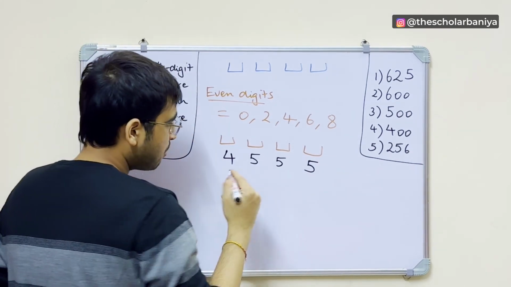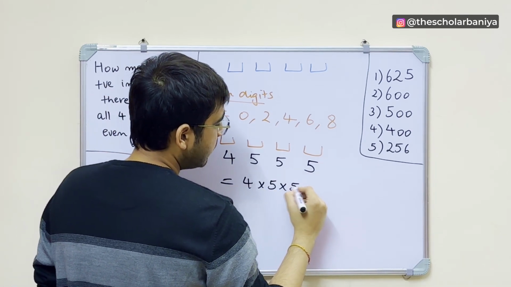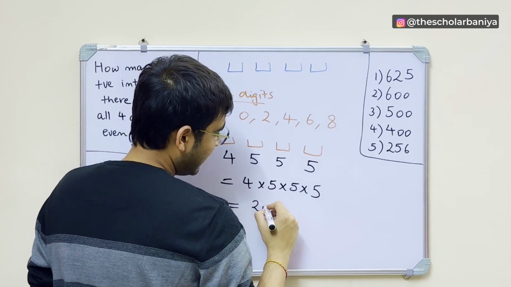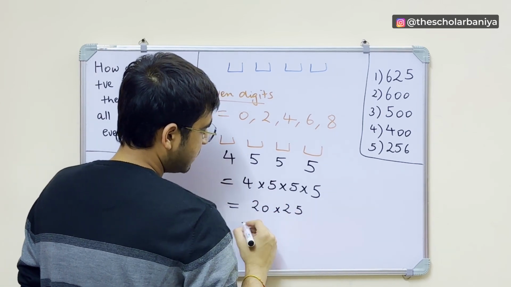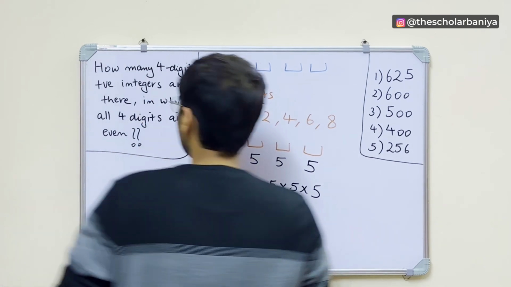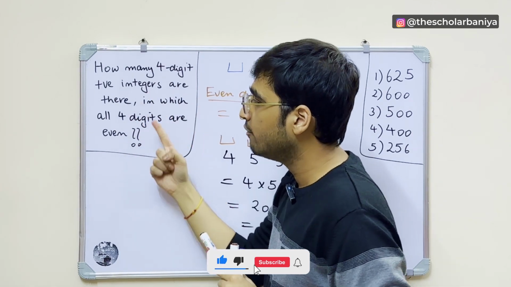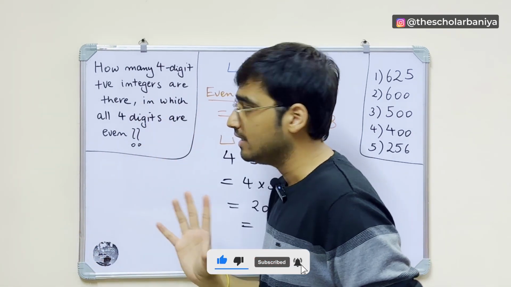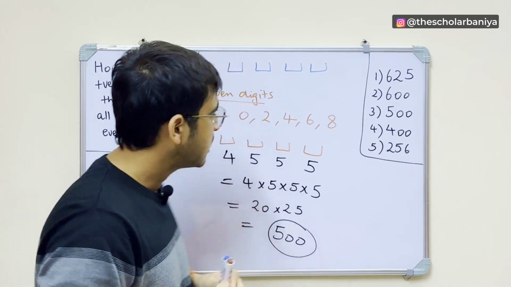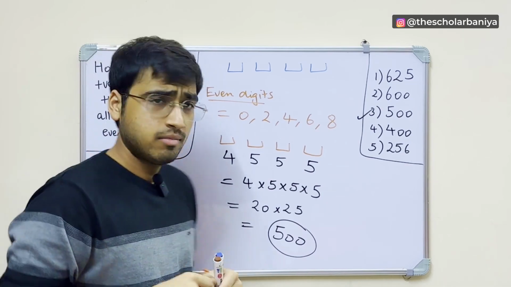So total, how many options are there? The total options become 4 into 5 into 5 into 5, which is how much? 20 into 25, which is basically 500. So 500 4-digit positive integers are there in which all the 4 digits are even. I hope this should make pretty good sense. So that is why your answer becomes the third option, which is 500. I hope this is clear.